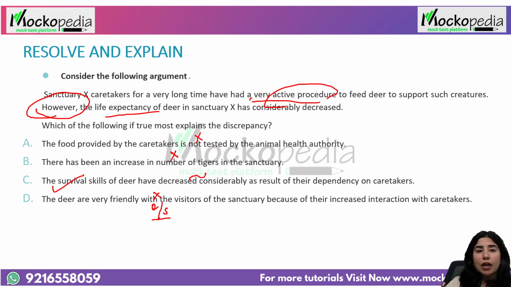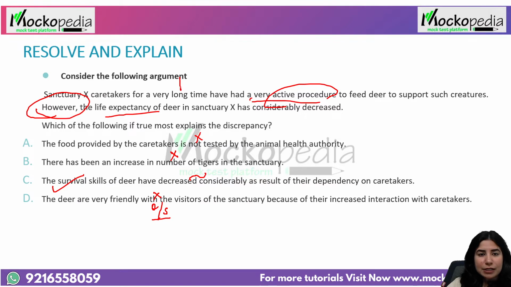So the only option that will give us a solid reasoning would be C, that since they are not making any effort to catch their own food or work on their own food, they are too much dependent, and that can be a possible reason that their survival skills have decreased. So that is the reason we will go for C as an answer. So I hope the game is very clear to you.